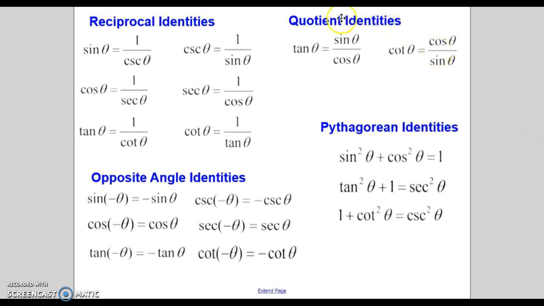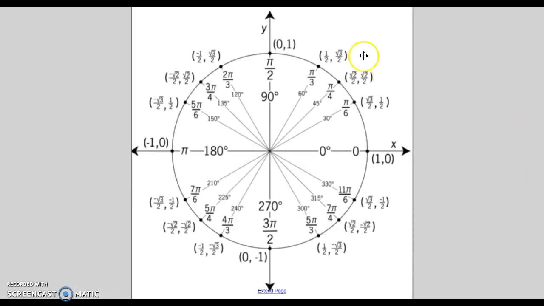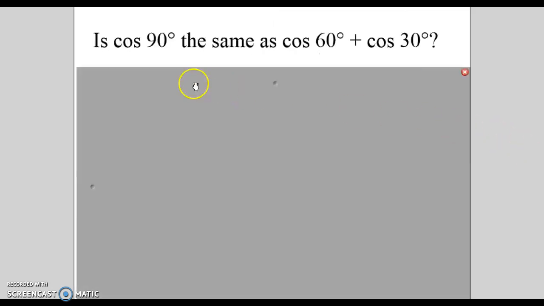So far, we have this list of identities in our notes. Basically, today we're going to start adding to that. You will want to have out your unit circle because we will be referring to these angles and values today. So, first, let's talk about this.